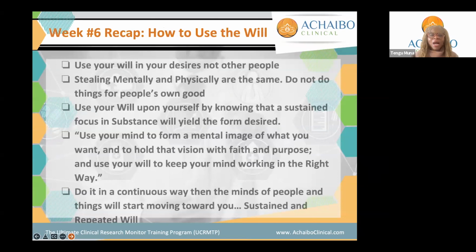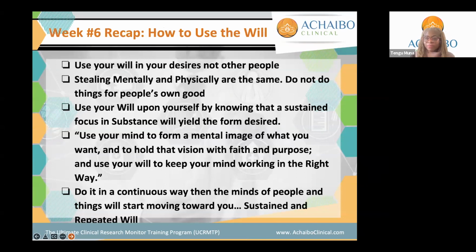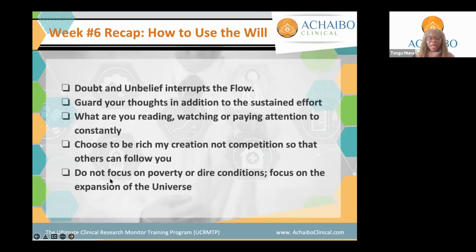Last week, we talked about how to use the wheel, that you're not pressuring people. You're not focusing on people, you're focusing on yourself, and you're using yourself to form the mental image of what you desire in your life. And you do it in a continuous way. And to do that, the minds and people will start moving to bring what has to come towards you. So the main takeaway was that we're not forcing our thoughts on people. We're thinking about what we want. And then that basically starts moving forward in our lives.